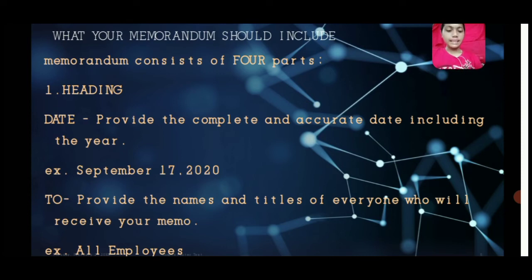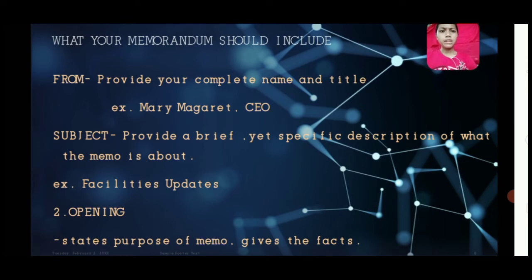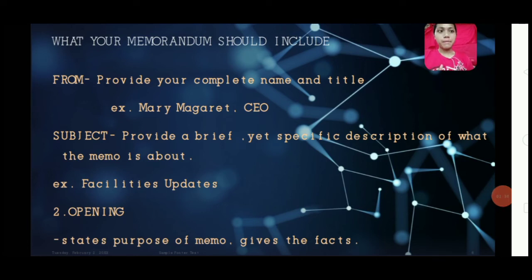Provide the names and titles of everyone who will receive your memo. List the recipients of the memo. If there are several recipients, it's acceptable to use a group name, for example, all employees. Now let's proceed to from. Provide your complete name and title. You should write the name and the designation of the sender. For example, Mary Margaret, CEO. So we have the name Mary Margaret and her position, CEO.